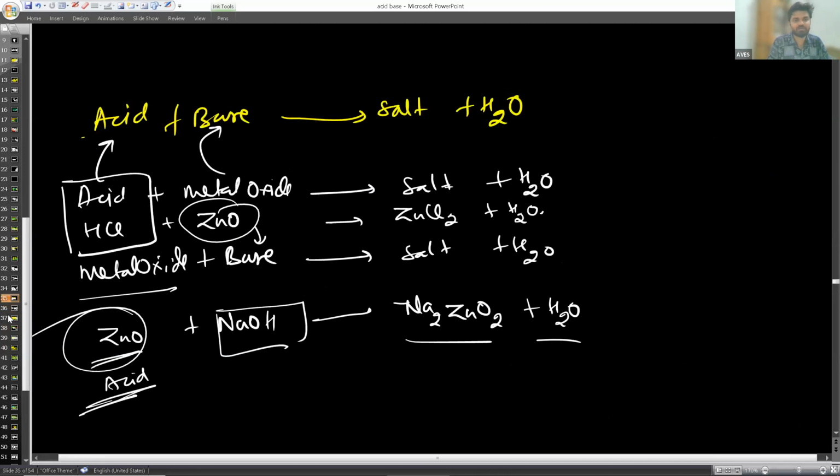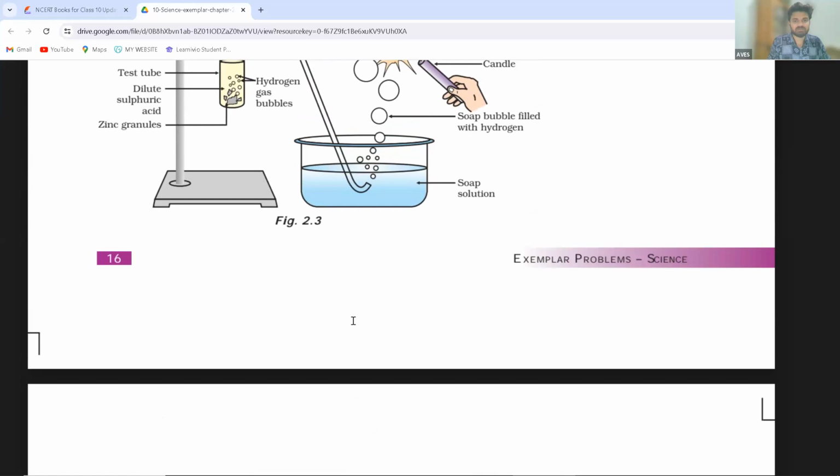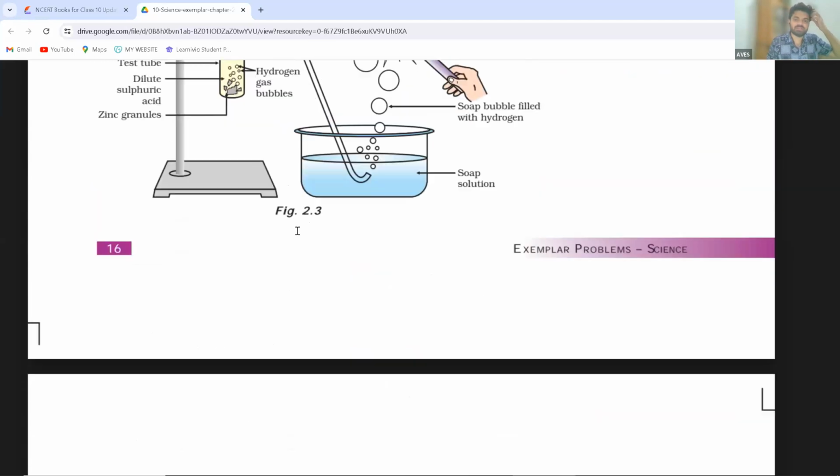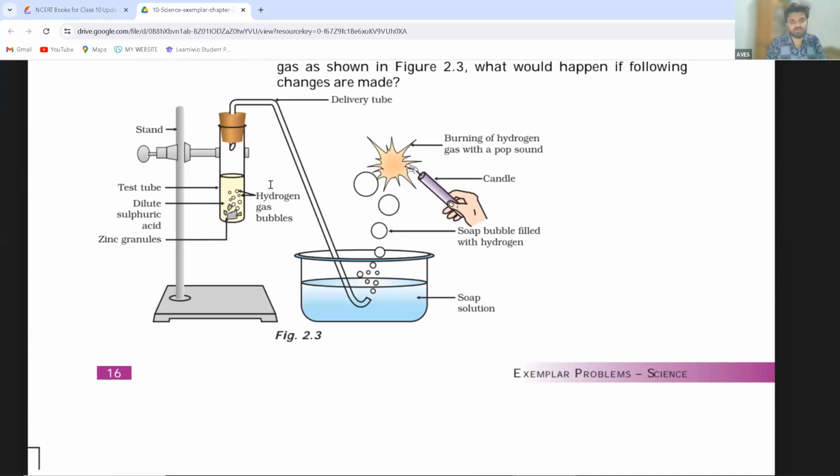Okay. Now moving to that question that we were discussing earlier. This is the same experiment that we have. What is going to happen if instead of zinc granules, we add zinc powder? Mariam said that the hydrogen gas will be produced at a faster rate because zinc dust will have more surface area as compared to zinc granules. So the reaction will occur at a faster rate.